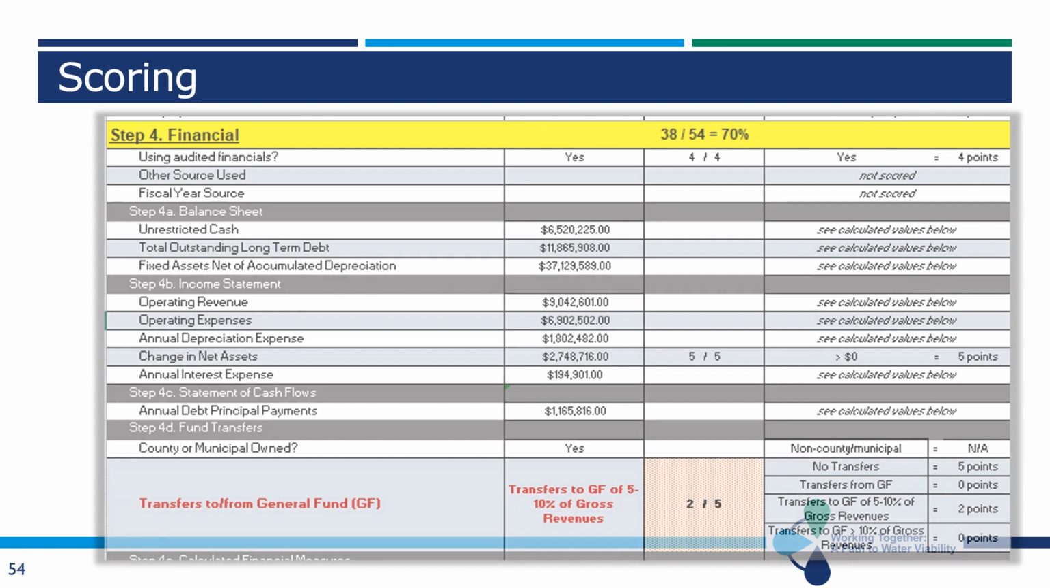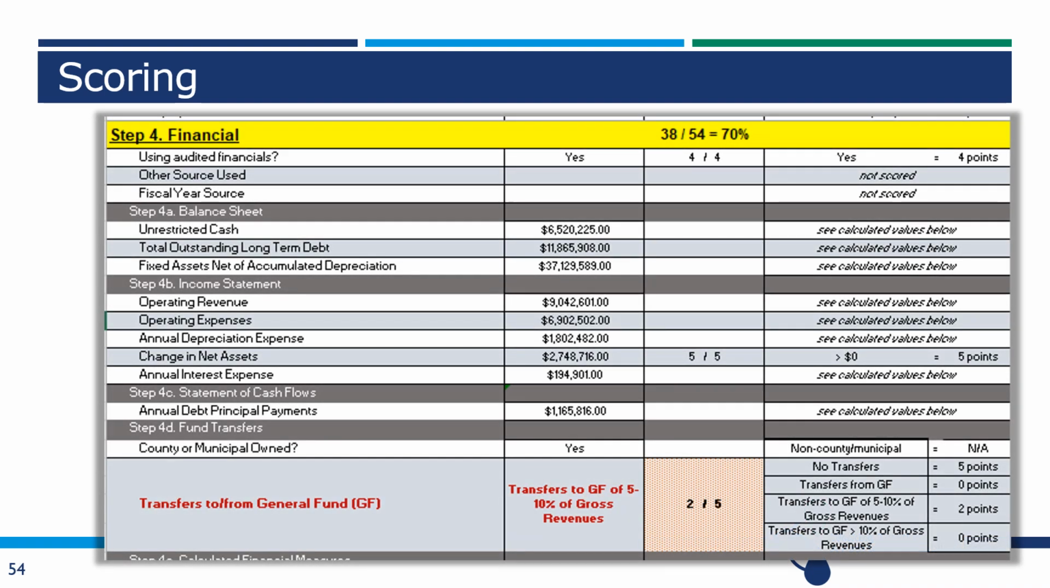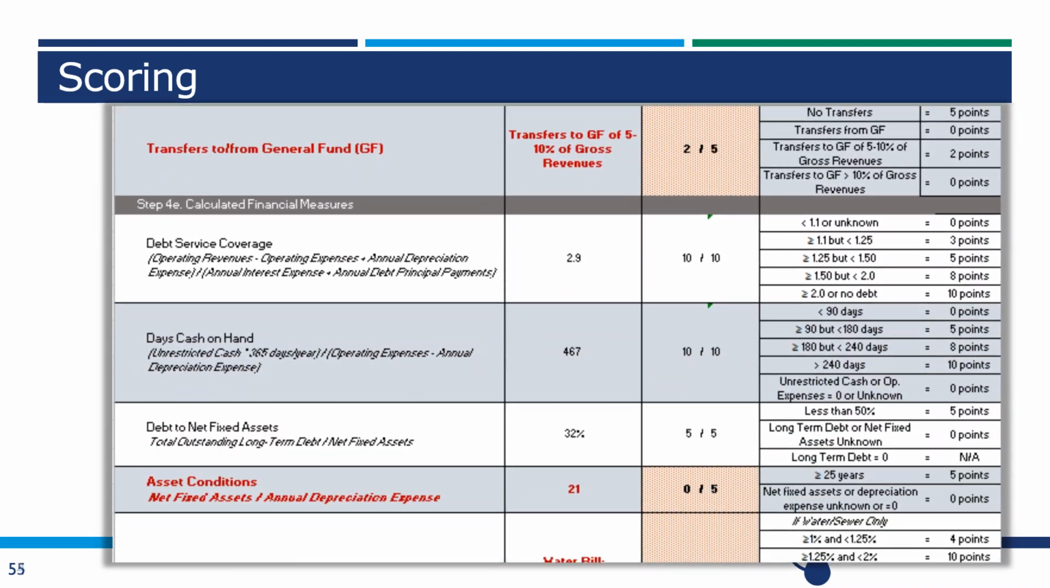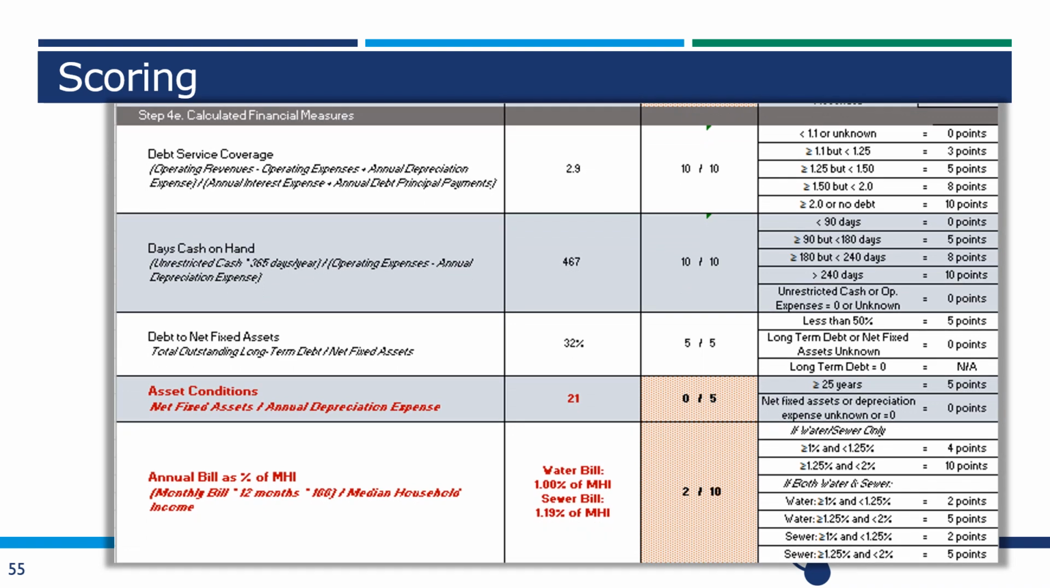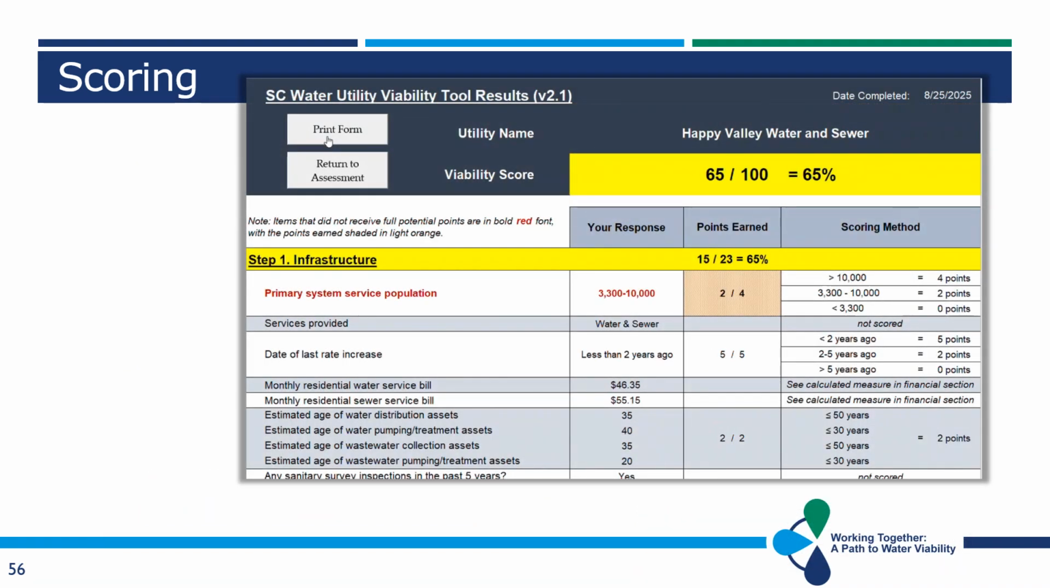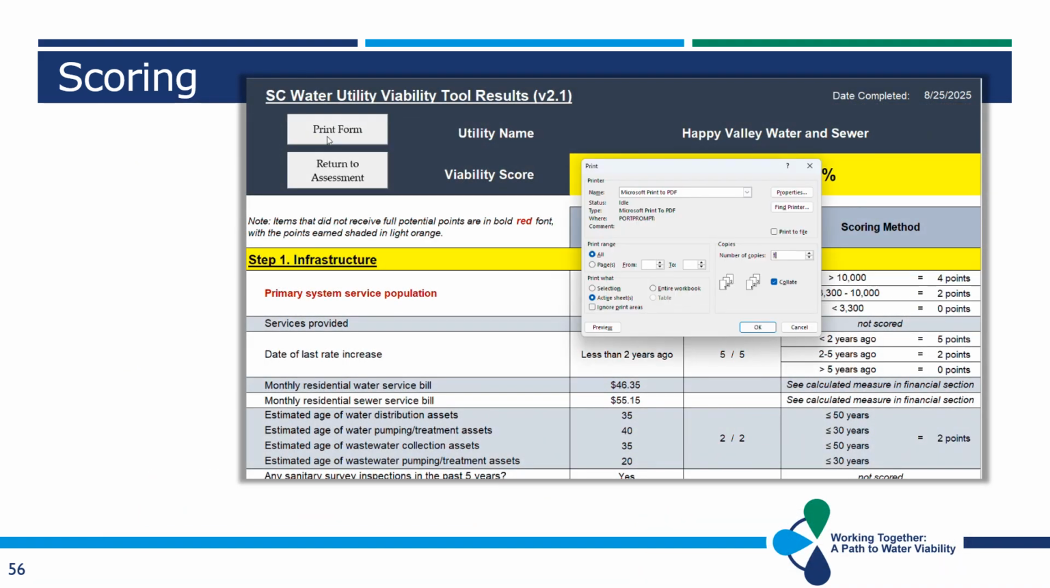If you scroll down to the financial section, you will first see the values you entered, many of which are not scored directly because they are part of a calculated financial indicator. Scrolling down further, you will see the calculated metrics. The formulas for each metric are included in the first column. To print the score summary or save it as a PDF, you can click on the Print Form button or use Excel's normal print and save features. You will need to do this if you are completing the tool to submit with a funding application.